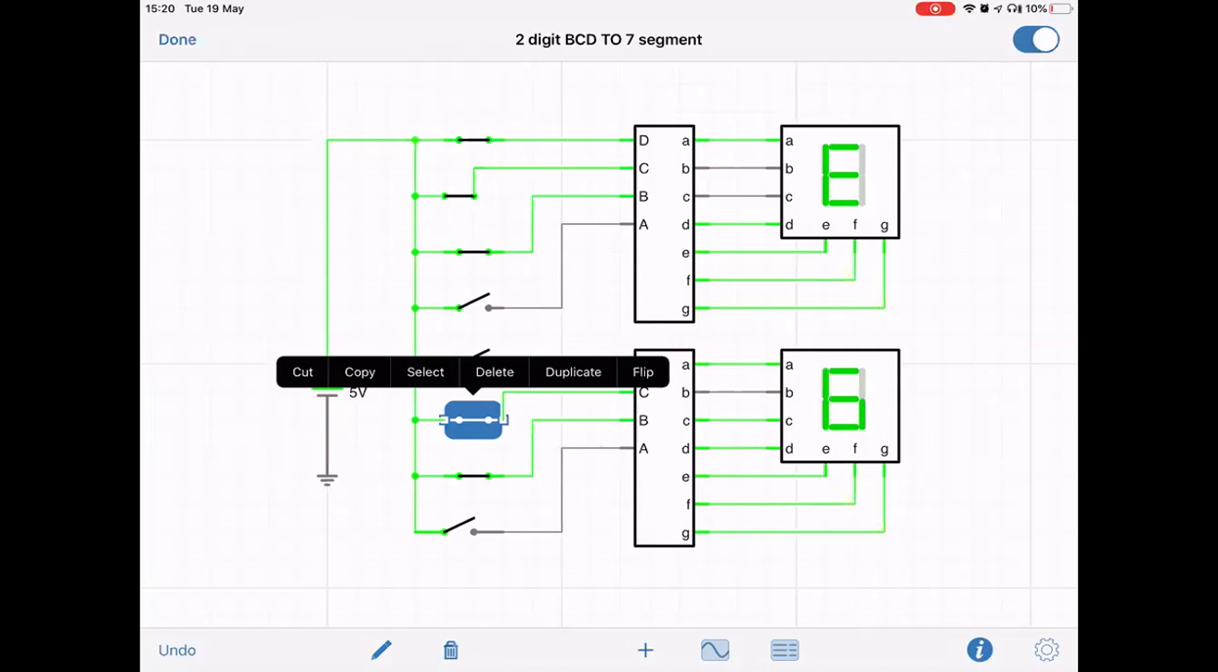Okay, so you got the general idea anyway of the type of thing that you can do with binary coded decimal.